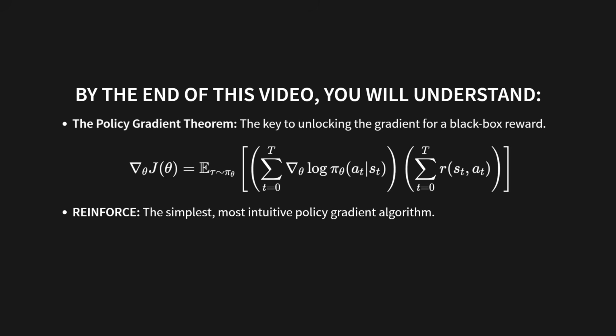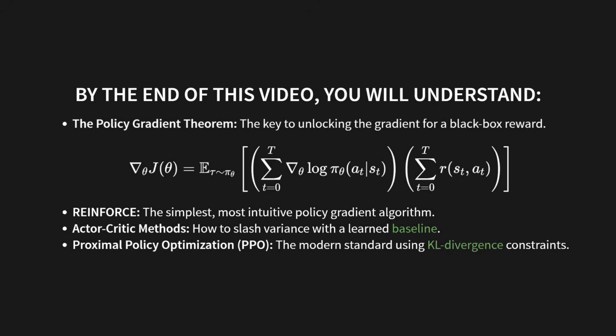Then we'll move on to actor-critic methods. This is how you slash variance with a learned baseline to make your training way more stable. And finally, proximal policy optimization, or PPO. This is the modern standard, the algorithm that uses KL divergence constraints to get the job done reliably.